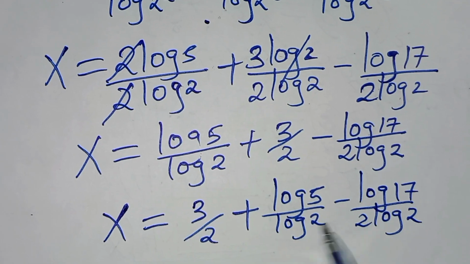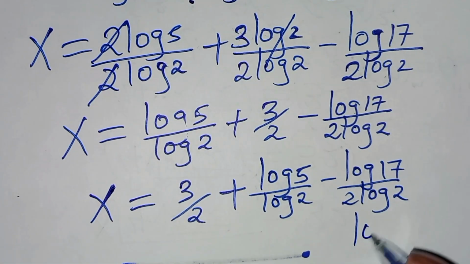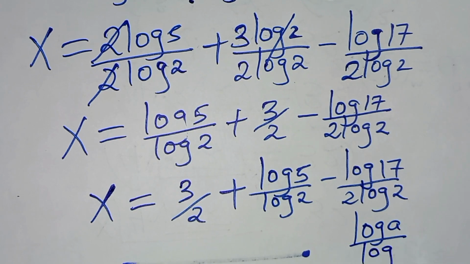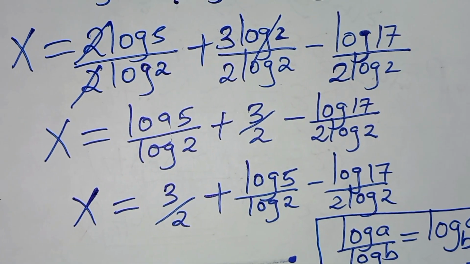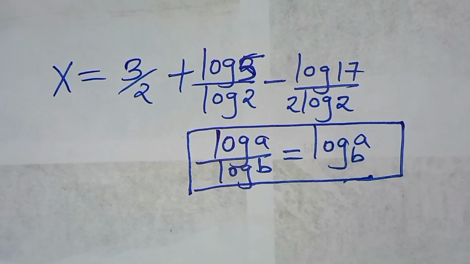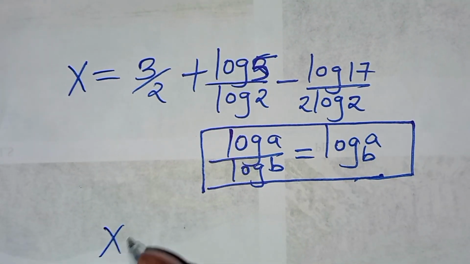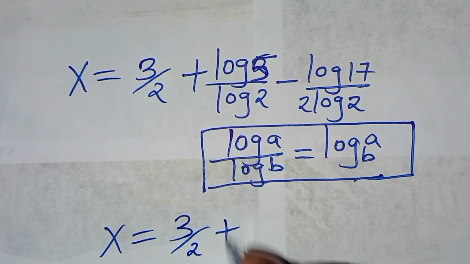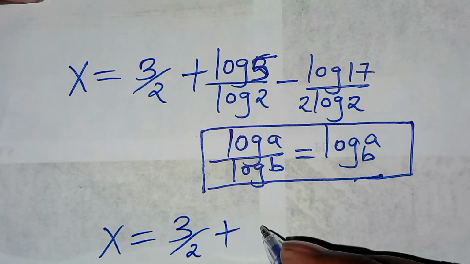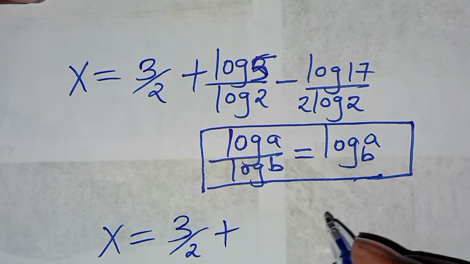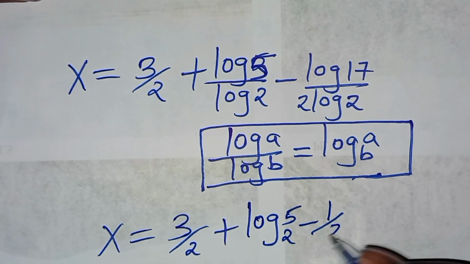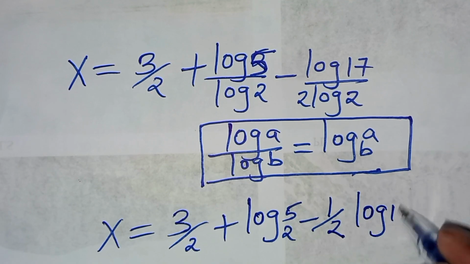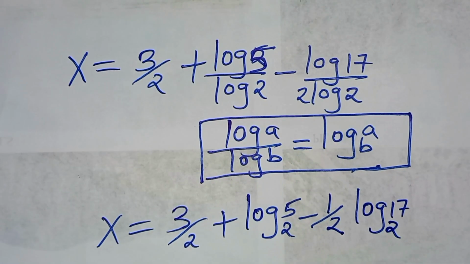So we find that log 5 divided by log 2 is in the form of log a divided by log b, which we can express as log a to base b. Applying this logarithm property, you will have x is equal to 3 over 2 plus log 5 to base 2, subtract half log 17 to base 2. Now this is the value of x.